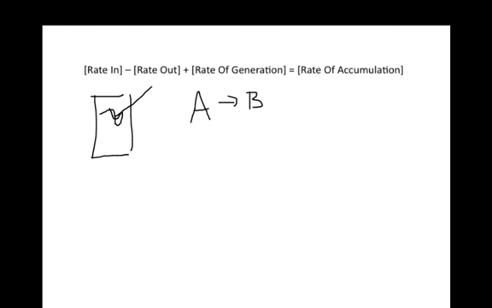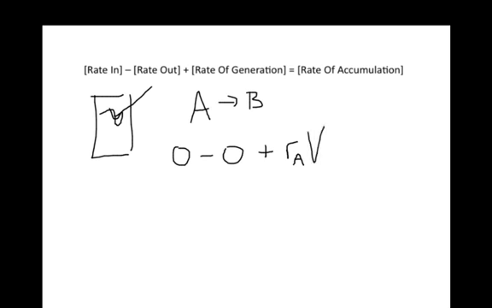So we're going to write our mole balance here in terms of A. And as always with mole balances, we're going to look at the rate in, then subtract the rate out, add the rate of generation, and this will equal the rate of accumulation. So in the closed system of a batch reactor, the rate in is 0, as is the rate out, so 0 minus 0, plus the rate of generation.